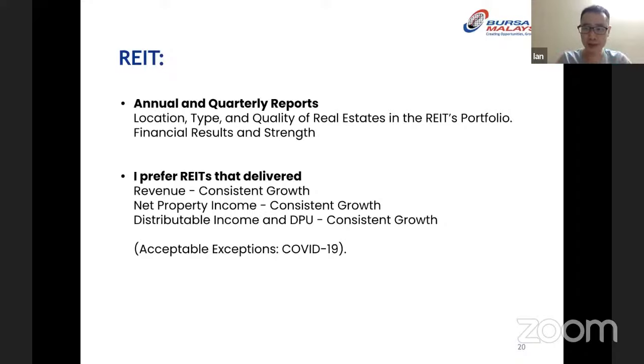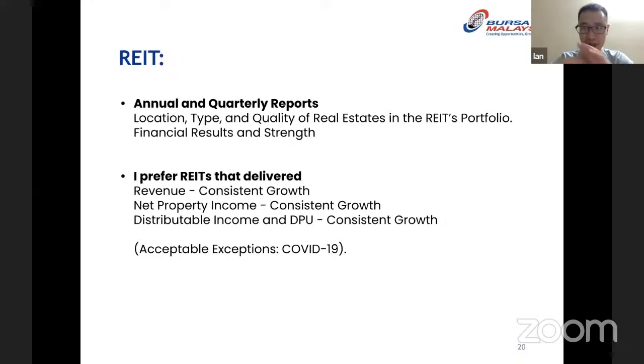Now, when it comes to REITs, it's very simple. I'm actually very particular about this. When it comes to the financial results of the REIT, I will check its revenue, net property income, distributable income, and DPU. These four things, everything must grow on a consistent basis.